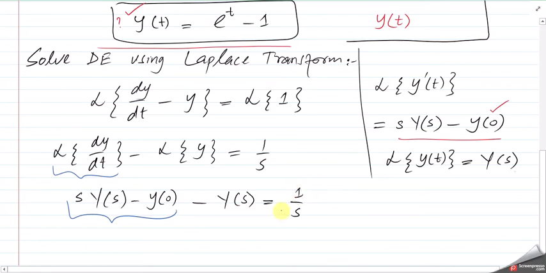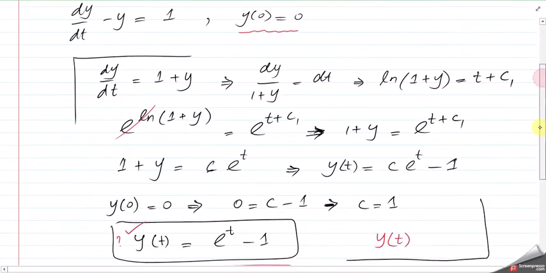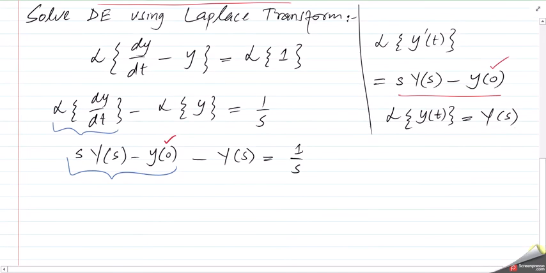What do we know from this equation? We know this thing. That is given in the question, y of 0 equals 0. That is given in the question. So let us put that and get rid of it.